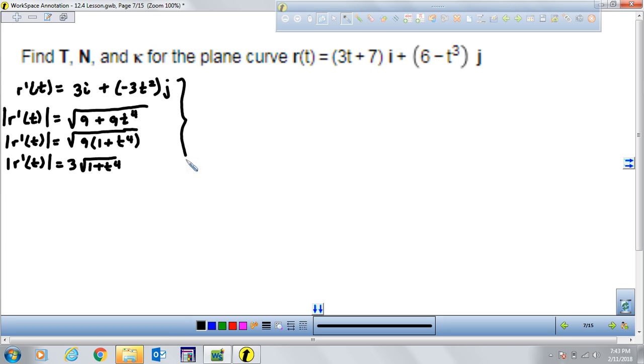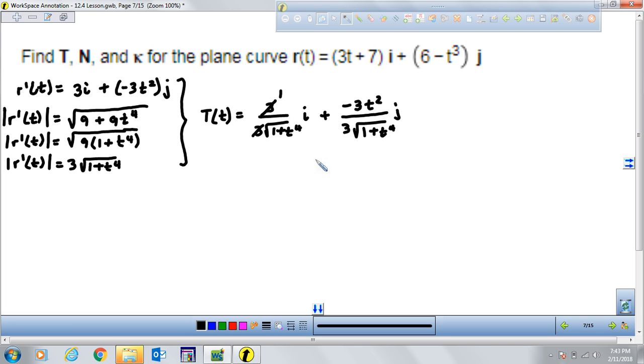So to get the unit tangent vector, again, we need to divide the derivative of the position vector by its magnitude. So if I divide, 3 divided by 3 square root of 1 plus t to the 4th, that's going to be my i component, plus, and then divide this by the magnitude, negative 3t squared divided by 3 square root of 1 plus t to the 4th, and this is the j component. And we can reduce this, the 3 becomes a 1, and negative 3 and 3, so that becomes negative t squared.